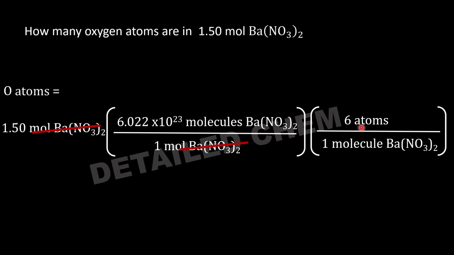So we need to cancel the units. So molecules of barium nitrate and molecules of barium nitrate, the denominator. So we are left with 6 oxygen atoms. So O atoms is equal to 5.42 times 10 to the power of 24 O atoms.